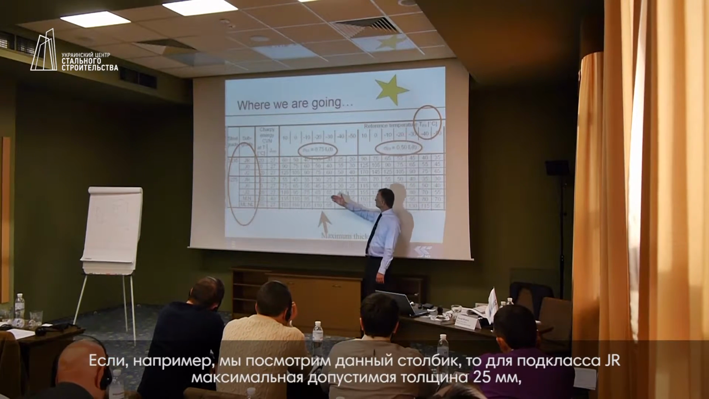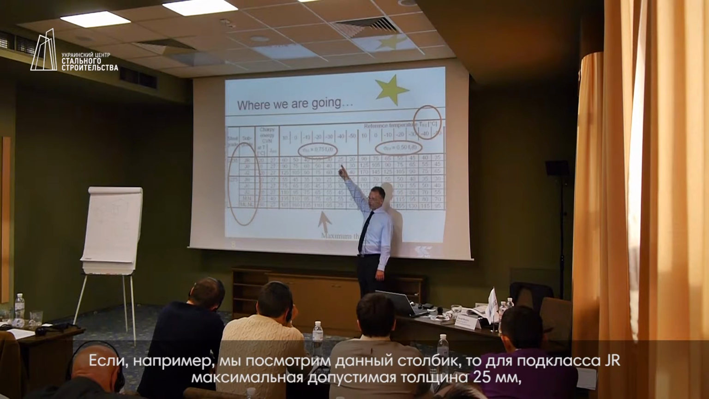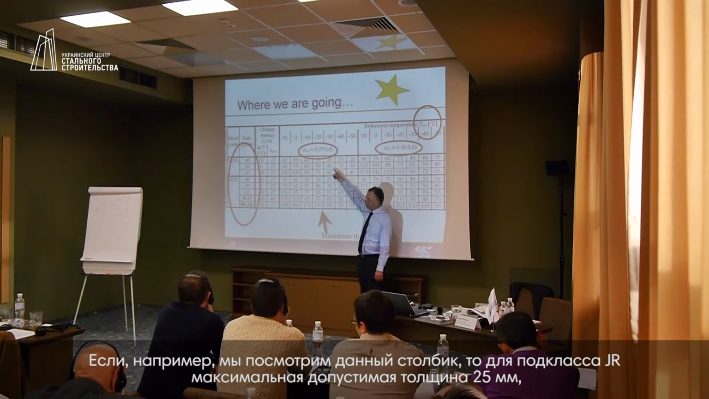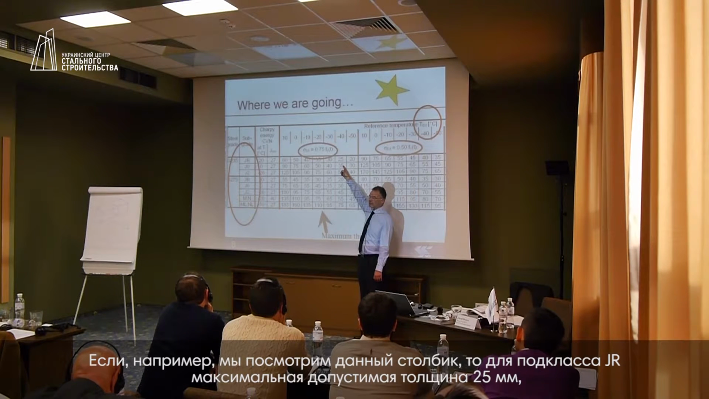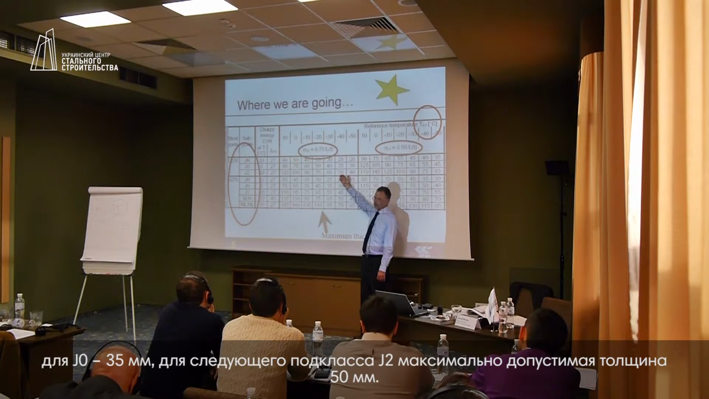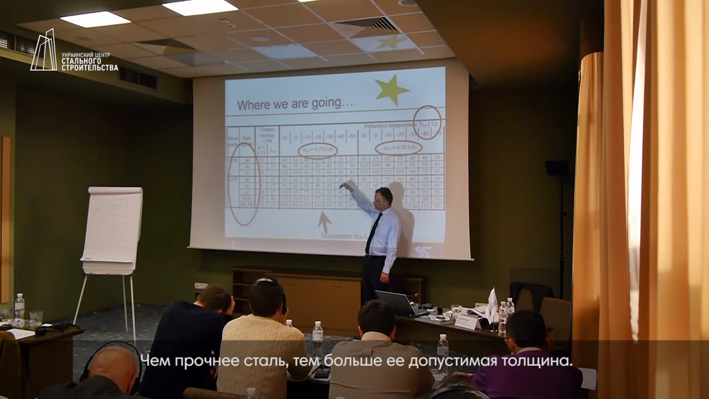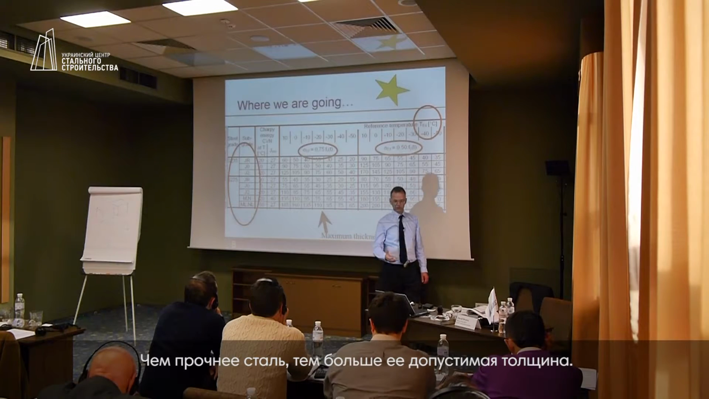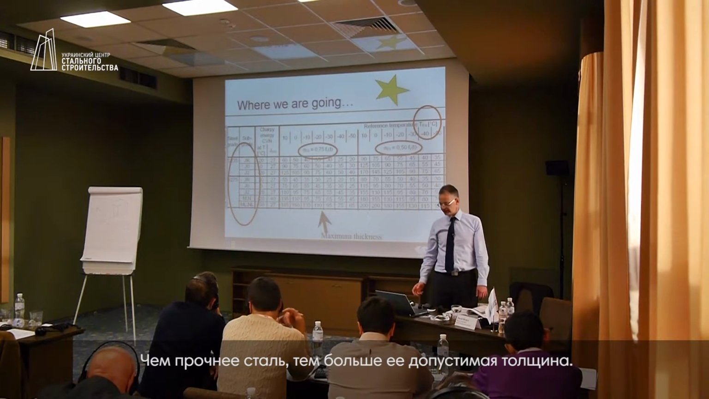So for example, if we were in this particular column, JR, maximum temperature, maximum thickness 25 millimeters. J0, maximum thickness 35 millimeters. J2, maximum thickness 50 millimeters. So the more capable steel is reflected with an increased thickness.